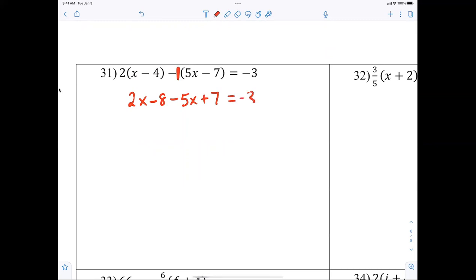All right, now combine terms. What do we get? -3x minus 1. You're amazing. Equals -3. Good. Plus 1. 3x equals -2. Good. Divided by -3. Divided by -3. x equals positive 2 over 3. Yes, sir. That was really good work.